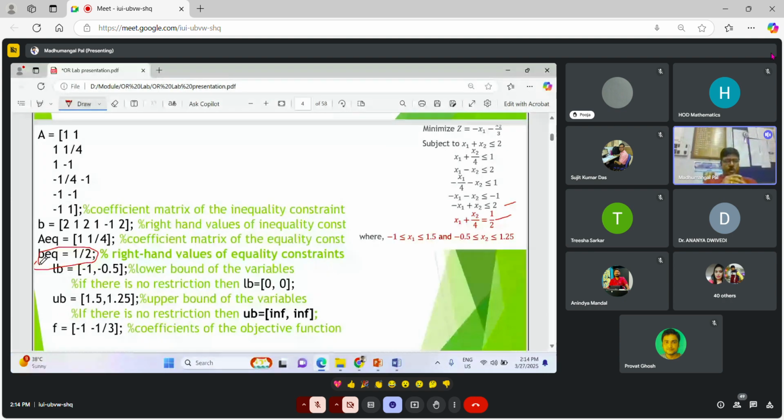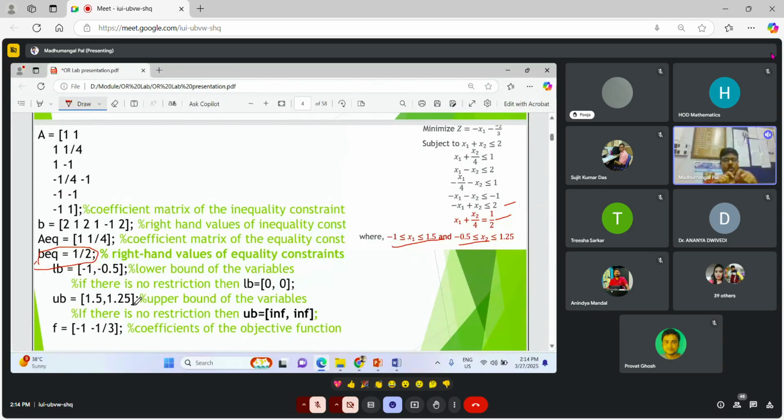And the lower bounds of the variables x1 and x2: we have already mentioned the lower bound for x1 is -1 and lower bound for x2 is -0.5. So that is written as the lower bound vector -1 and -0.5. And the upper bounds of these variables x1 and x2 are 1.5 and 1.25. So ub equal to, this is a vector, 1.5 and 1.25.